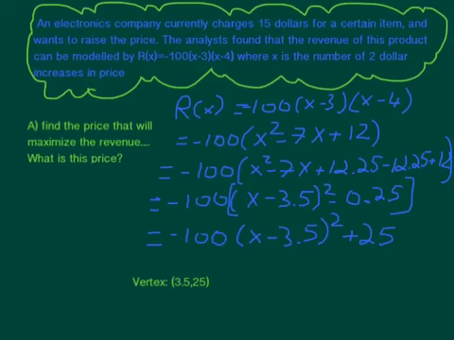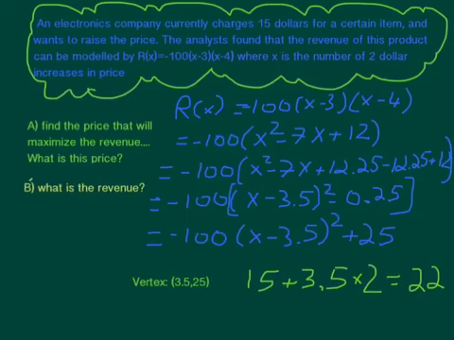Now, we're not finished here yet. It's asked us, we know that x is the number of $2 increases in price on top of that 15. Now we know that the x that gives a maximum, because of the vertex, is 3.5. So we know that my final price will be 15 plus 3.5 times 2. 15 plus 7 is 22. That's my final price.